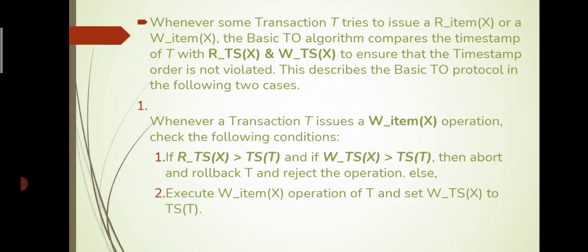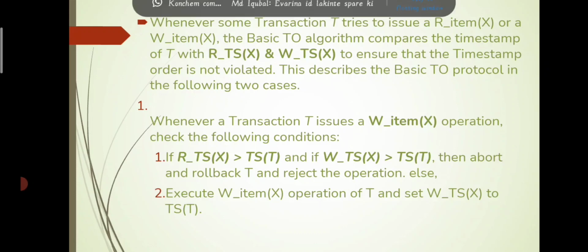Whenever a transaction T issues a write_item operation, check the following conditions. If R_TS of X is greater than TS of T, or if W_TS of X is greater than TS of T, then abort and roll back T and reject the operation. Else, execute the write operation of T and set W_TS of X to TS of T.